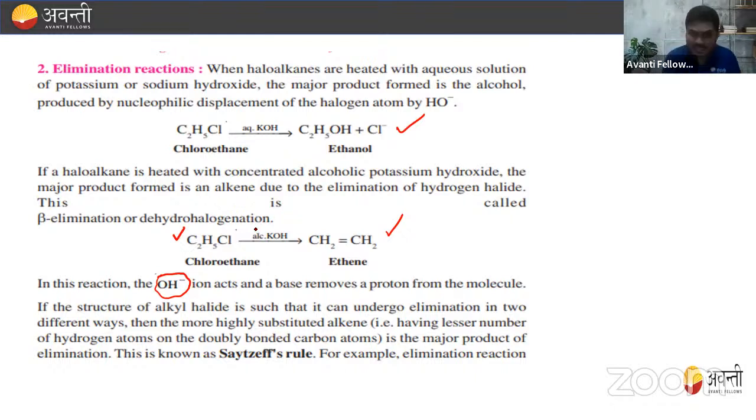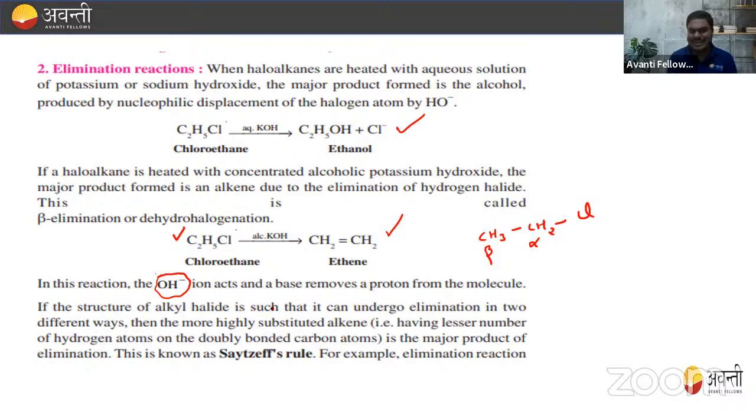So this OH acts as a base and removes a proton from the molecule. So from where will it remove? We have a CH3, we have a CH2, and we have a Cl. So this is the alpha position and this is the beta position. From the beta position, it removes H, right? So we can say that a base removes a proton from the molecule.